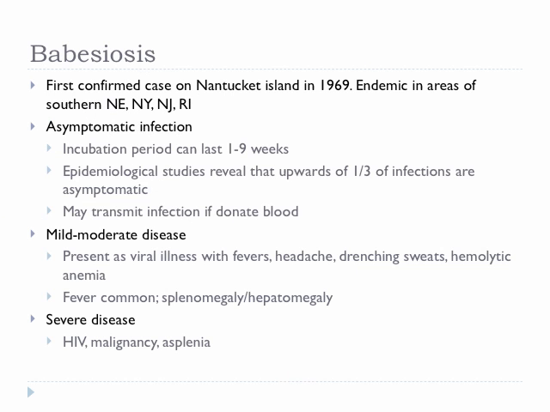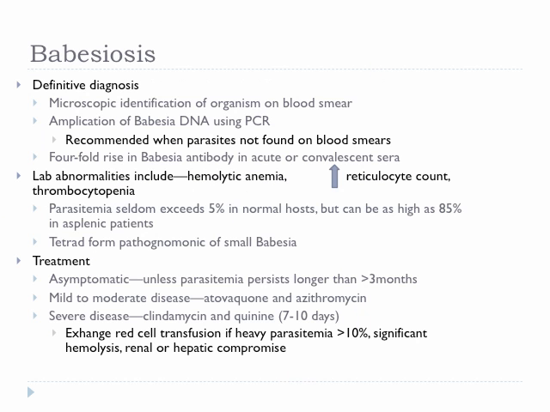It presents as a viral illness with fevers and drenching sweats. Hemolytic anemia is also a hallmark. Fever is very common. So the definite diagnosis, as with all tick-borne illnesses, is a 4-fold increase between acute and convalescent titers. You could also use microscopic identification in the blood smear or amplified DNA using PCR. Lab abnormalities include a hemolytic anemia, increased reticulocytes, and thrombocytopenia. Parasitemia seldom exceeds 5%, but could be as high as 85% in asplenic patients. The tetrad form, the Maltese cross, is pathognomonic of babesiosis.